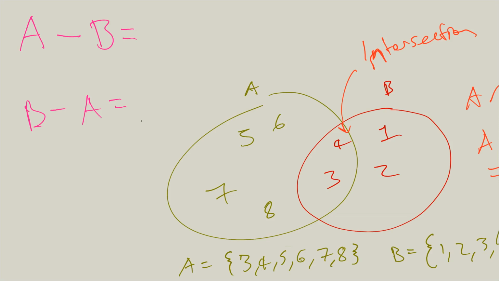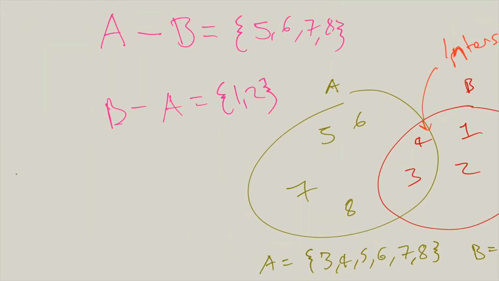So A minus B, first of all, what do you think A minus B is? Everything in A minus everything in B, which leaves us with 5, 6, 7, 8. And B minus A leaves us with 1, 2.